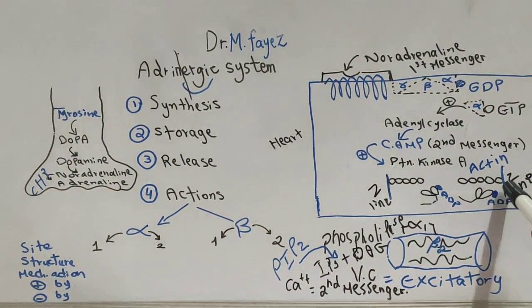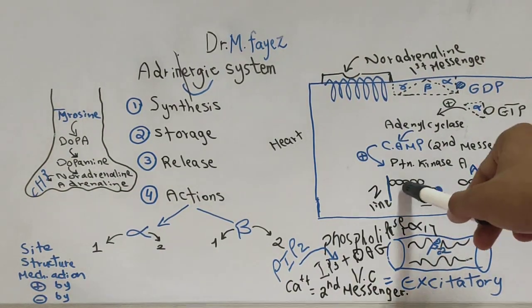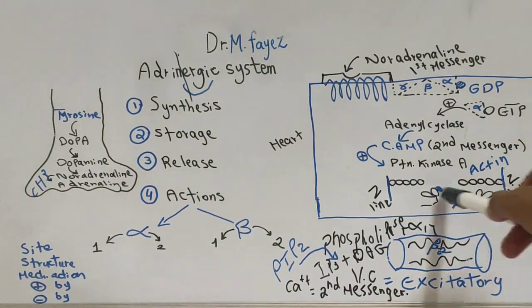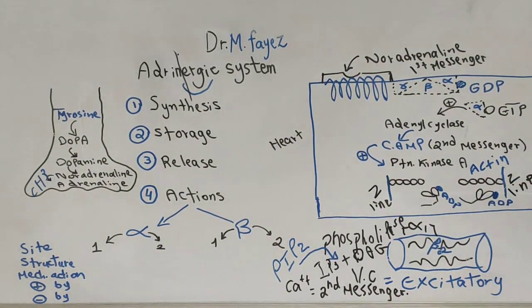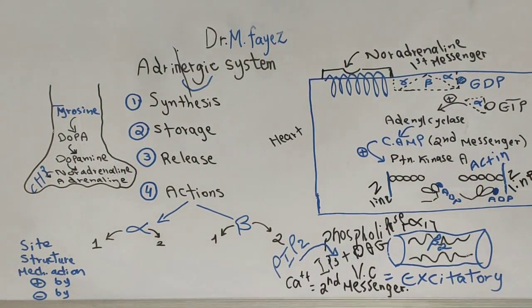So myosin binds to actin, pulling it towards the center of the sarcomere on the right and on the left. Mechanically, the two Z lines approximate to each other, and contraction occurs. So this is alpha 1. What about the alpha 2 receptor?